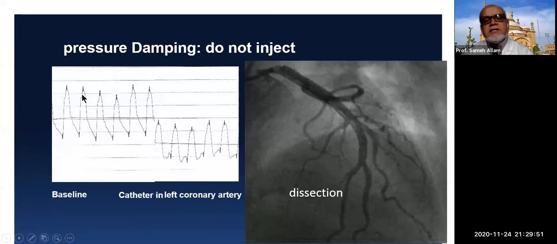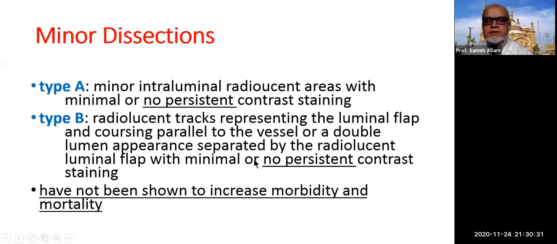Pressure damping. If you look at this pressure in the aorta, once you selectively engage the ostium of the coronary artery, if the pressure dampens here, you have to avoid injection. You have to withdraw your catheter if damping occurs, because damping means that there is a significant spasm at the tip of the catheter, or the catheter is hitting the wall of the blood vessel. Any injection of dye while the pressure is damping will result in dissection immediately. So you have to avoid injecting while damping or ventricularization occur, and just withdraw your catheter and check where you are.